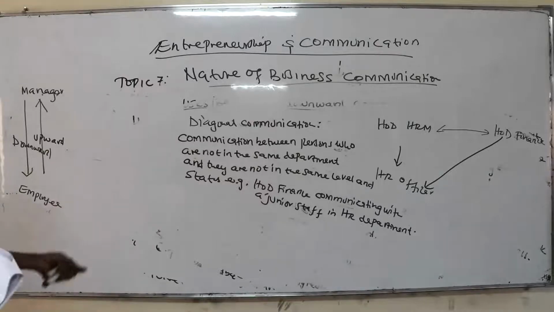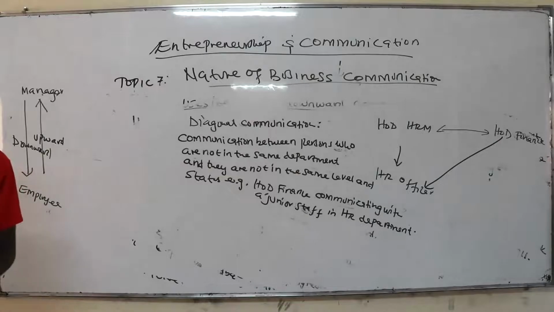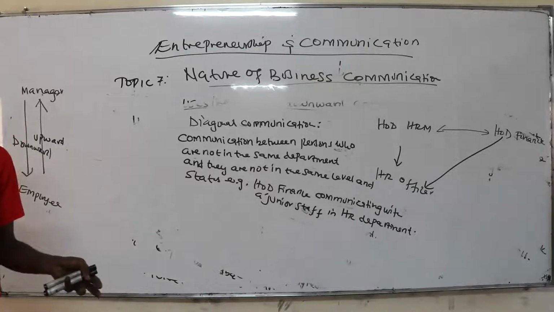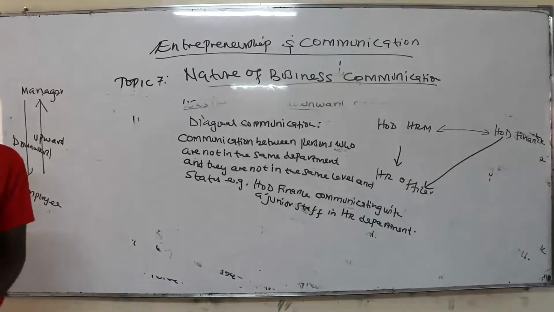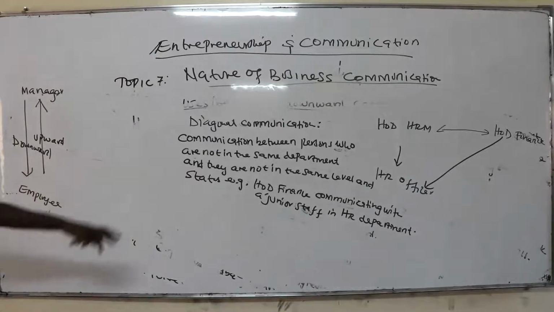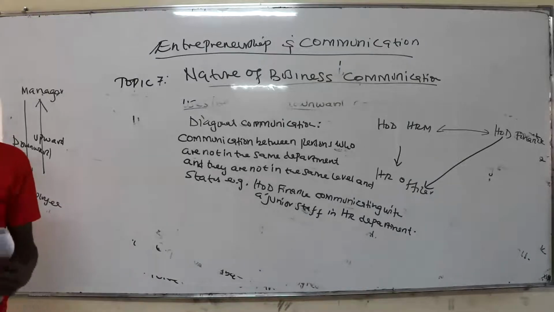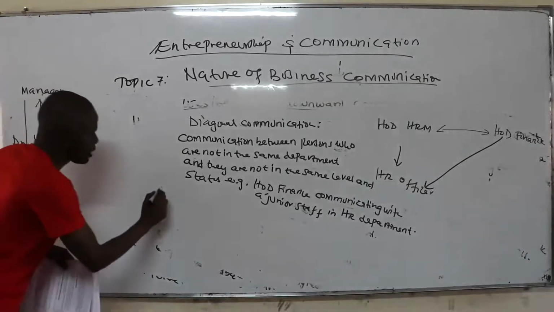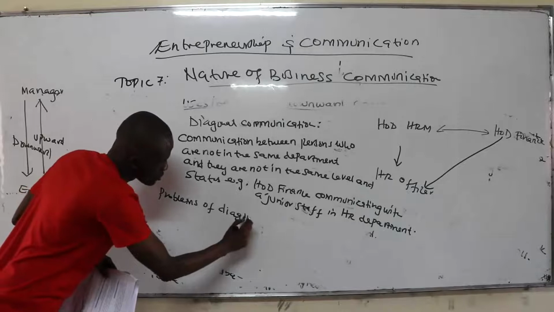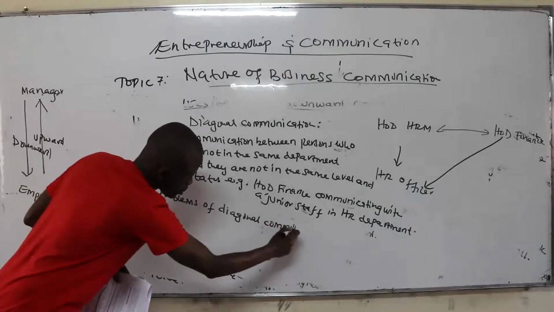The purpose is the same, to exchange ideas. Is that clear? To give instructions, to motivate, to coordinate, to plan, and organize. So that is the purpose of diagonal communication, because once in a while you'll find that even people communicate that way. But then there is a problem. What are the problems of diagonal communication? We can look at the problems that may arise. So problems or limitations of diagonal communication.